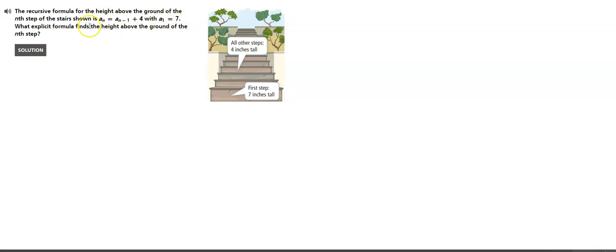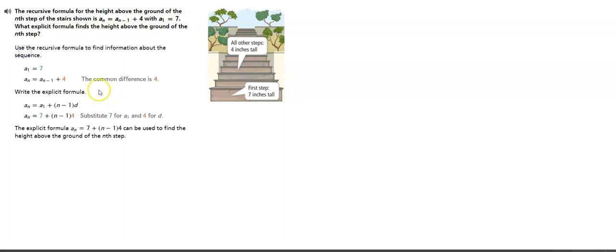A1, our first term, is 7. So our formula is a_n equals a_(n-1) plus 4, with the first term being 7. We're going to say what explicit formula finds the height. So we're turning the recursive formula into explicit. This is the easier one because they give you the first term and it's easy to find the common difference.